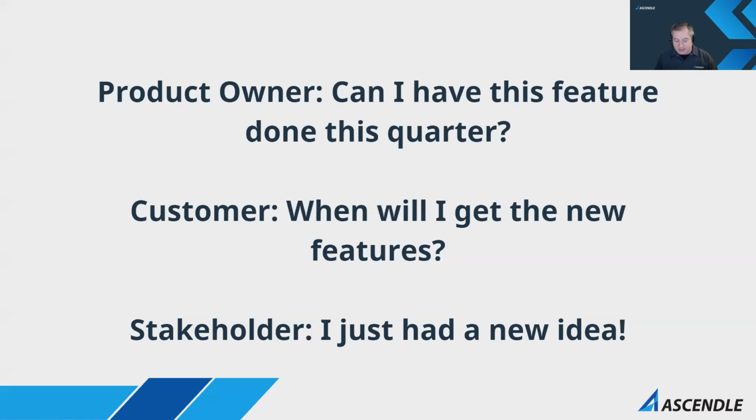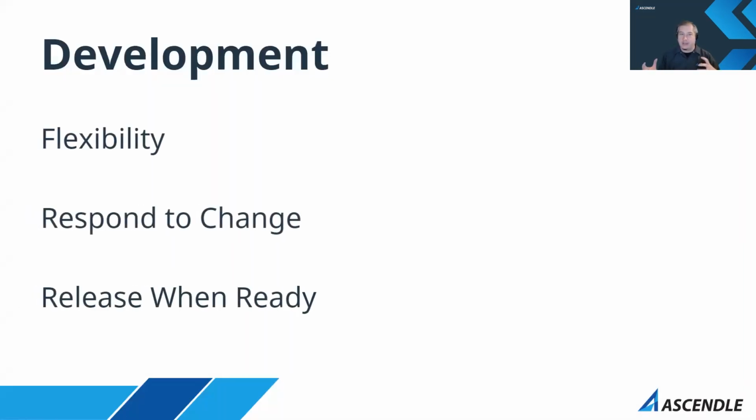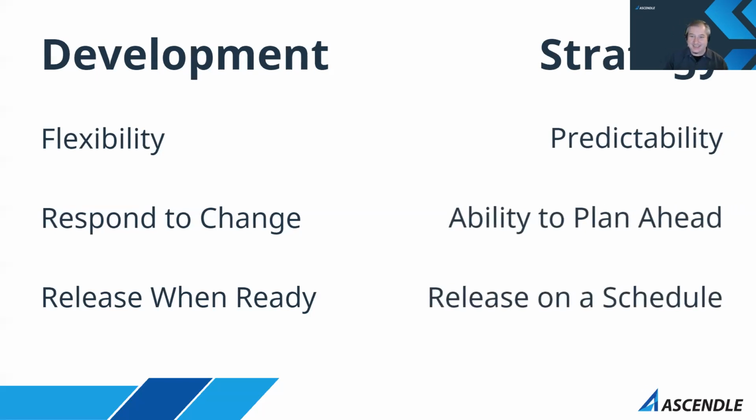So one of the reasons that Luke and I are both here is because there's sort of this tension between the development side of a project and the business strategy side. As agile developers, we want to be flexible. We want to respond to change. We want to release right when we're ready with that next feature, but that may not necessarily fit with what the business needs.